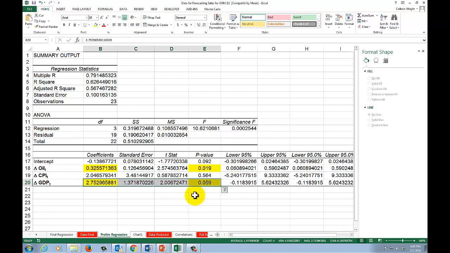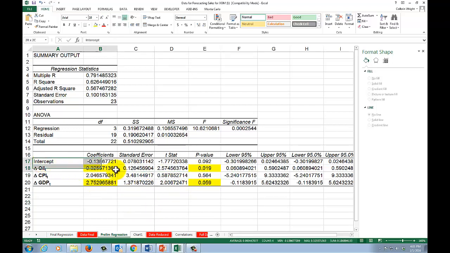Now forgive me if you have a strong statistics background, I'm shortcutting a lot here, but I'm trying to keep it simple. The p-value, however, on delta CPI is actually quite high. The highest that the p-value can get is 1. It's bounded by 0 and 1. Closer to 0 means strong statistical significance. Approaching 1 means it's not statistically significant.